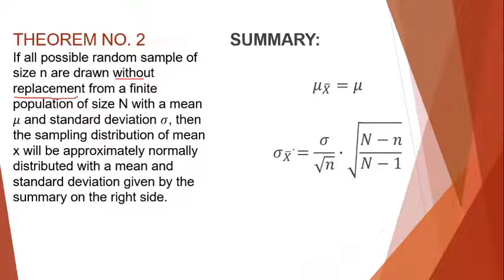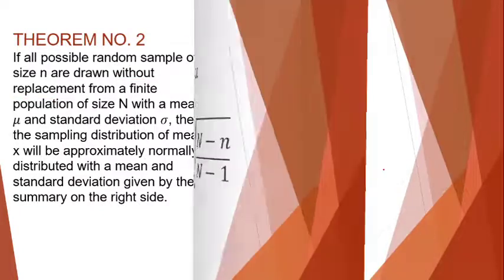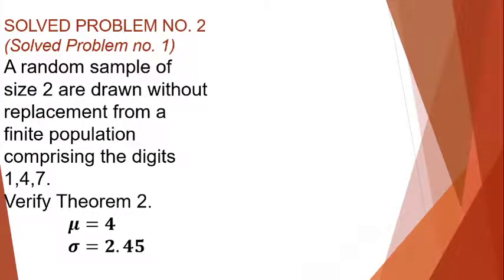But in this case, ito naman. The standard deviation of the sample mean is equal to the population standard deviation over the square root of the sample size, times the square root of population minus sample all over population minus 1. Sakit sa ulo, no?